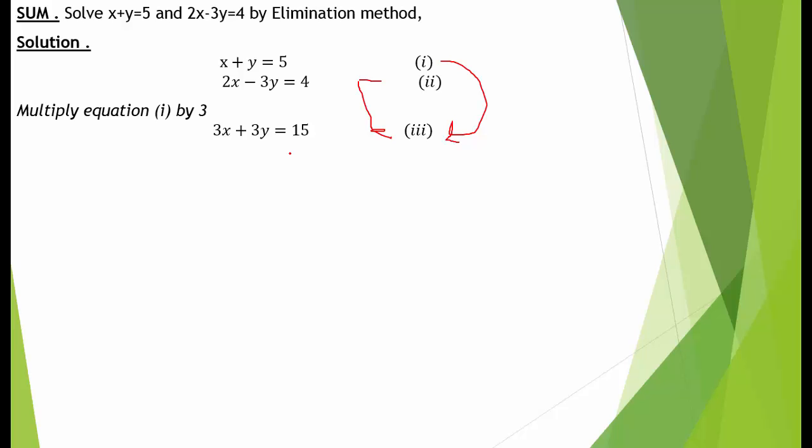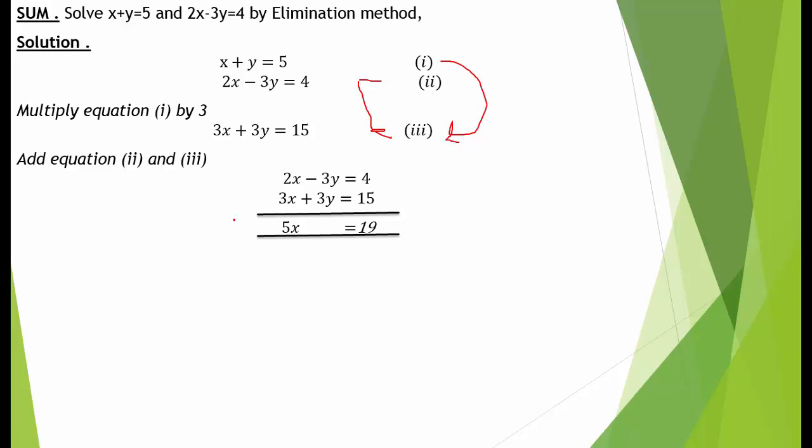Now to eliminate, we will add equations 2 and 3. If we add, minus 3y plus 3y will get cancelled out. This will become 0y and we will be left with only one variable, that is x. So add equations 2 and 3. 2x plus 3x becomes 5x, minus 3y plus 3y cancels out, and 4 plus 15 becomes 19. From this we get x equals 19 divided by 5.